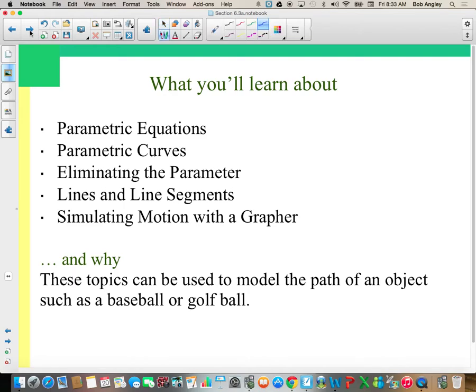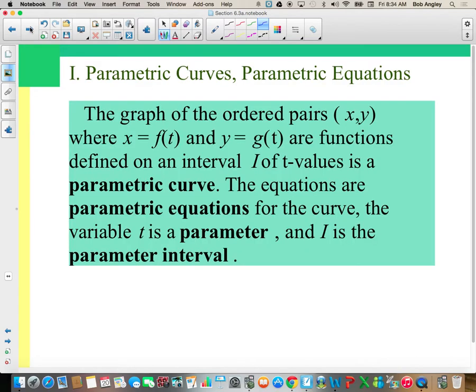All right, the part today that we're going to deal with is, first of all, just what is a parametric equation, or what's a set of parametric equations, and then we're going to talk about what parametric curves look like. We're going to learn the things that cause them to do what they do. And then we're going to talk about something called eliminating the parameter. The part about lines and line segments is where we begin next time, along with simulating motion with a graphing calculator. That's going to be next time. All right, so let's just plunge into this.